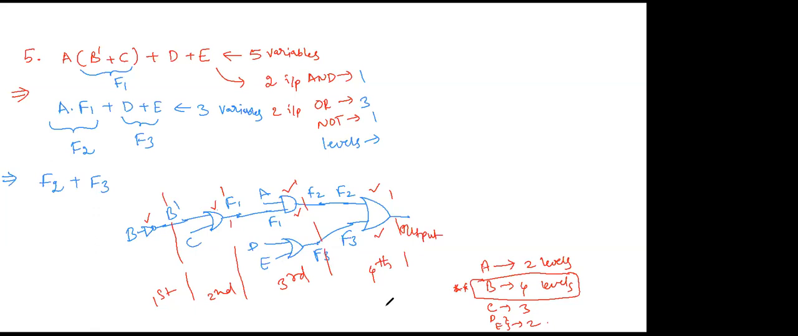Okay? With this, we completed the synthesis using AND OR NOT gates. In the next class, we will discuss NAND and NOR logic networks. Logic networks we will see in the next class.